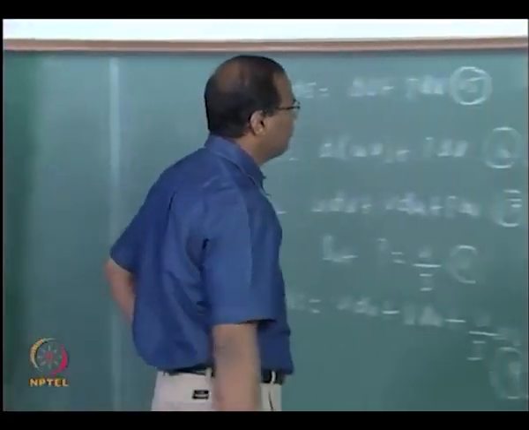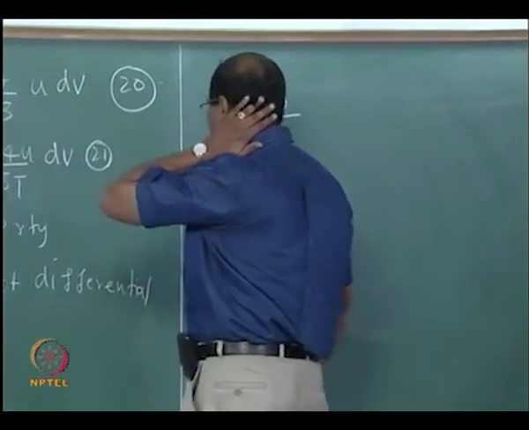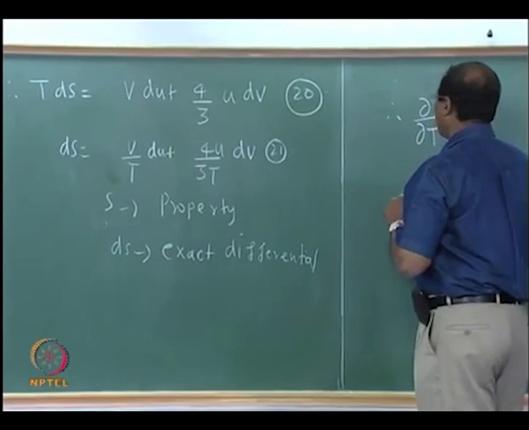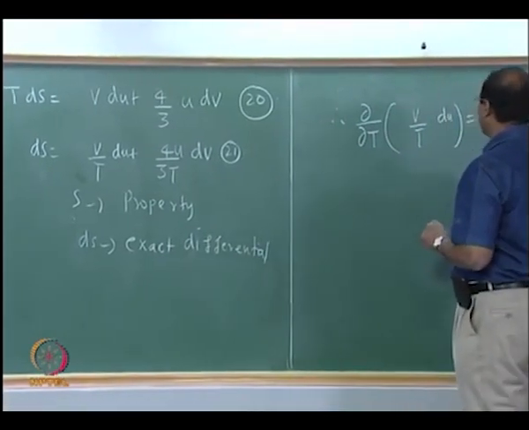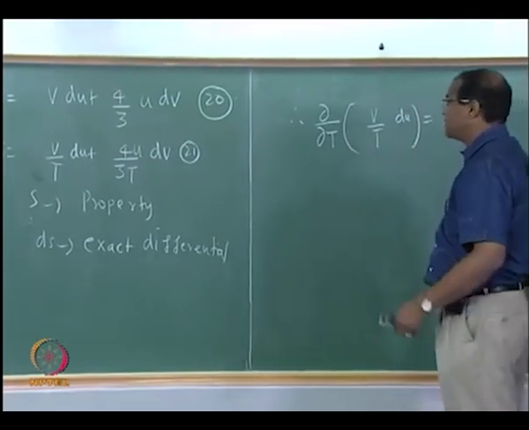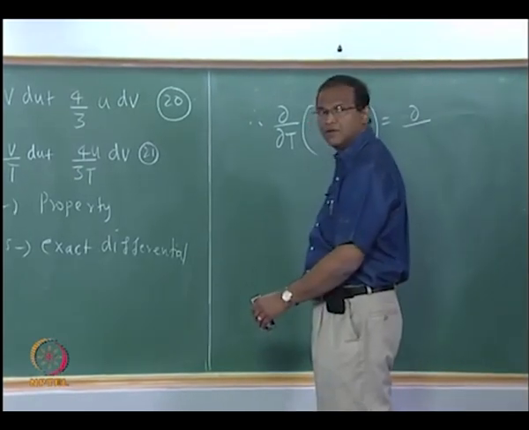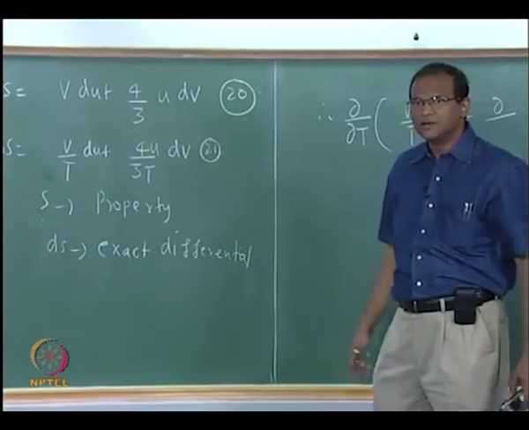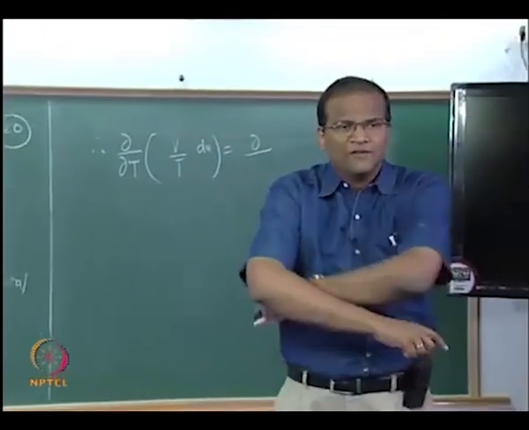So therefore, is it correct, or should it be the other way? It should be related to u and v, sir. S is a function of u and v. No, u is a function only of T. I want it only as a function of T and I want it only as a function of v and T.